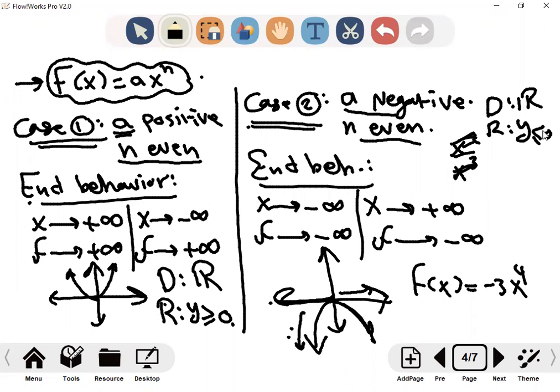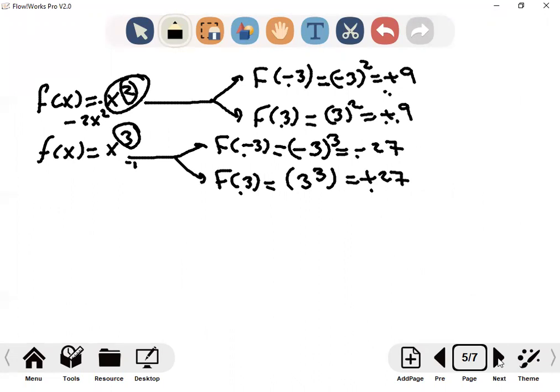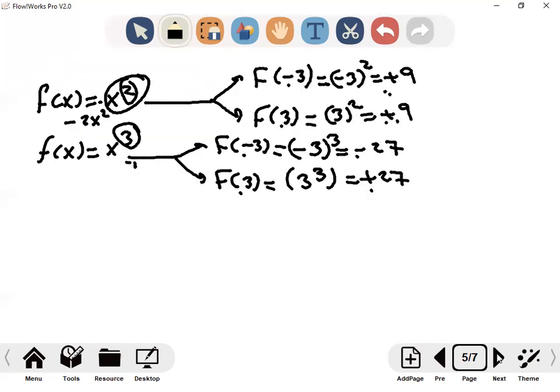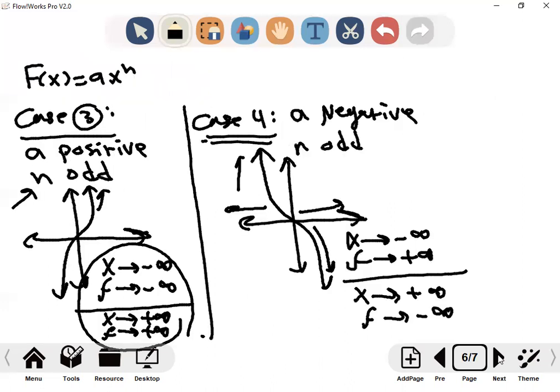Case 3: If A is positive and N is odd. N is odd. Focus with me now. N odd gives positive or negative, no problem, right? So here, the domain is R, and the range gives positive and negative for all R.